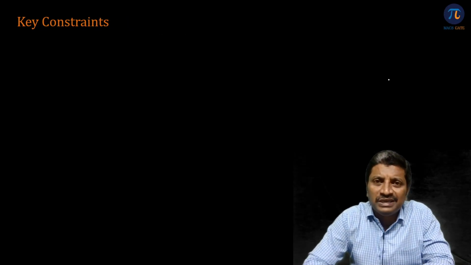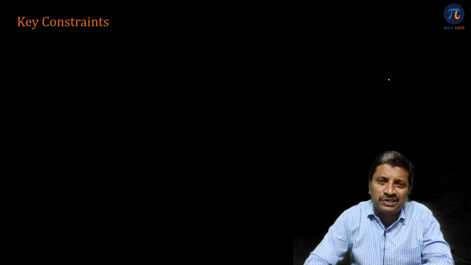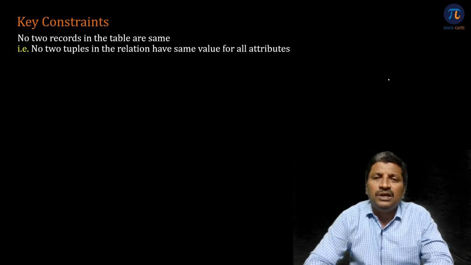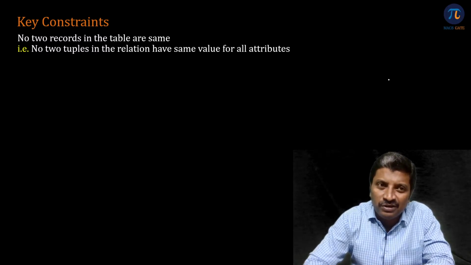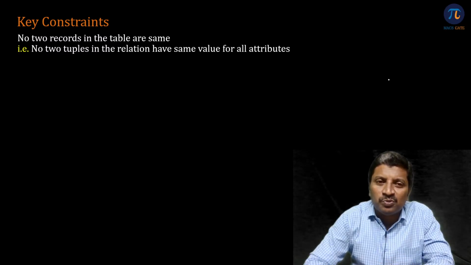Now let's go to key constraints. What are key constraints? No 2 records in the table are the same. No 2 records are the same. What does it mean? That means no 2 tuples in the relation should have the same value for all attributes.